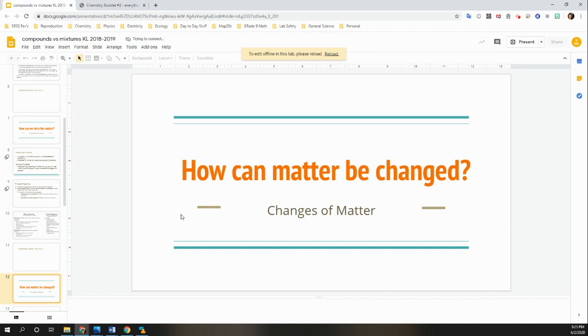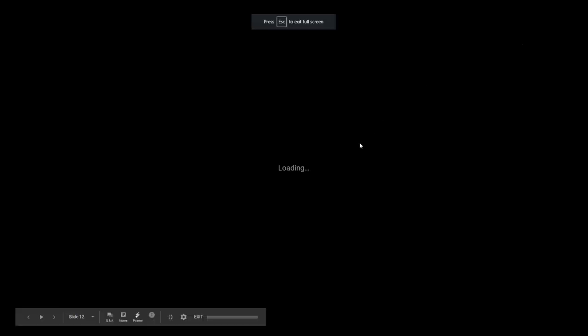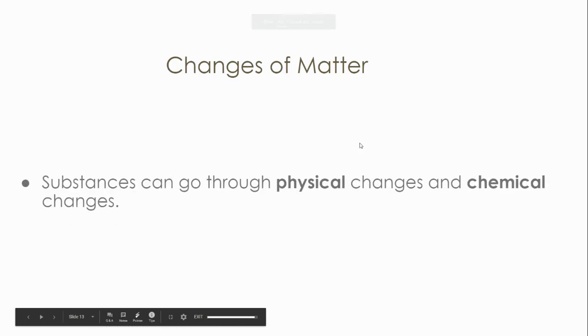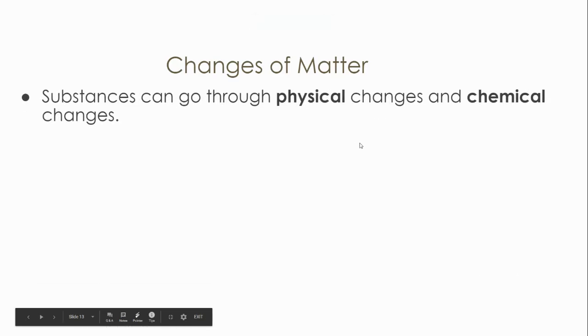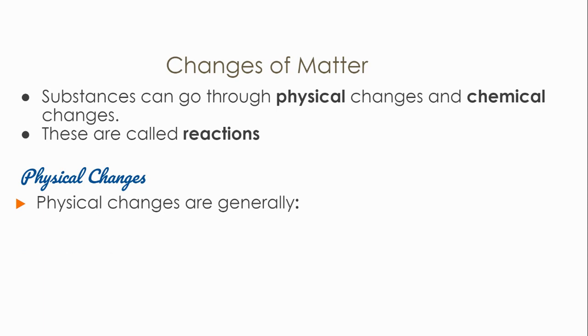And the last one, how can matter be changed? Okay, substances can go through physical changes and chemical changes. These are different than the properties, okay? So when they go through physical or chemical changes, these are called reactions. Okay, so what's a physical change? A physical change is generally changes in state, okay?